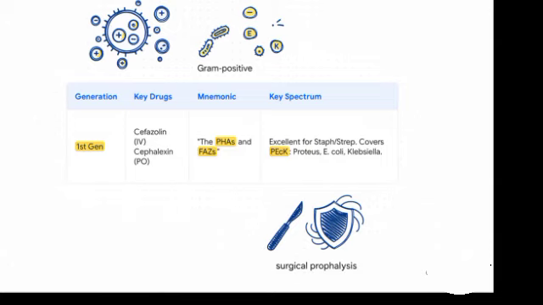Kicking things off with Generation 1, think cefazolin and cephalexin. The mnemonic to lock them in is the PHAs and FAs. Their bread and butter is gram-positive coverage. They're absolutely fantastic for staph and strep. They do have a little bit of gram-negative activity, which you can remember with the mnemonic PCK. That's Proteus, E. coli, and Klebsiella. Clinically, cefazolin is just the king of surgical prophylaxis.